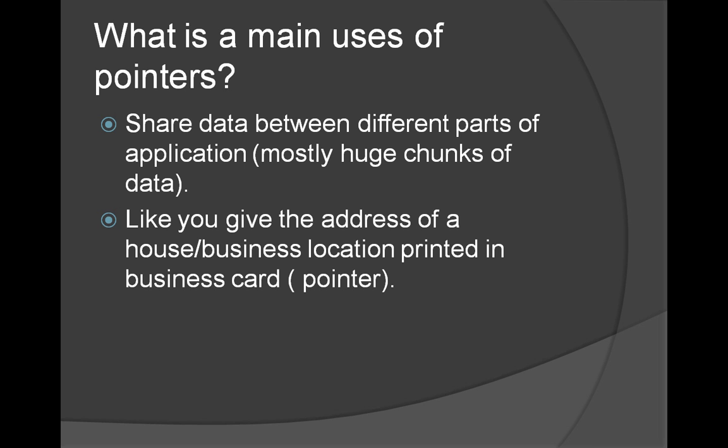It is like you give the address of a house or business location printed on a business card. You hand over the card, it's very easy, and that person can go to that particular location. If you don't use pointers and use values instead, it is like building another house instead of giving the location. In programming that is even possible, though in the practical case it is not possible to build another location. The single most important purpose of pointers, or using addresses, is sharing of data between different parts of the application.